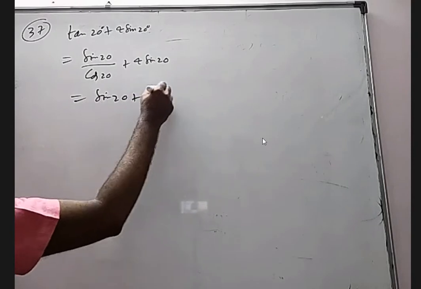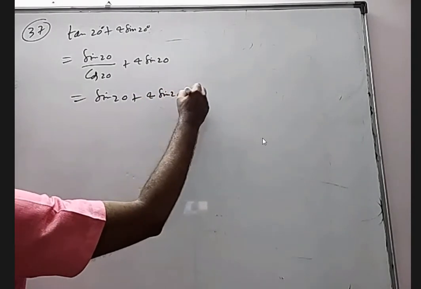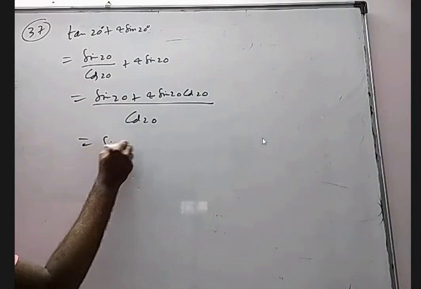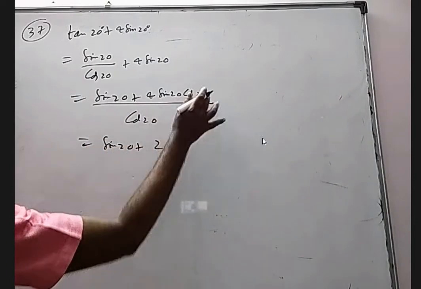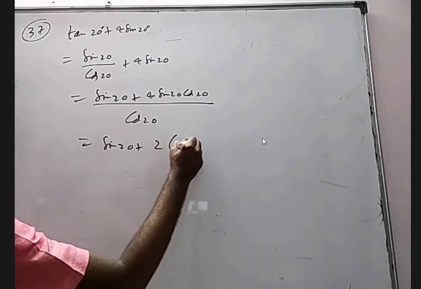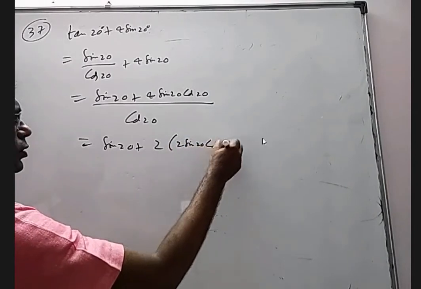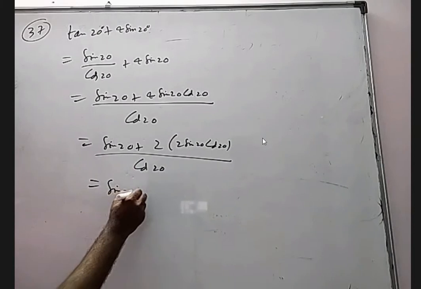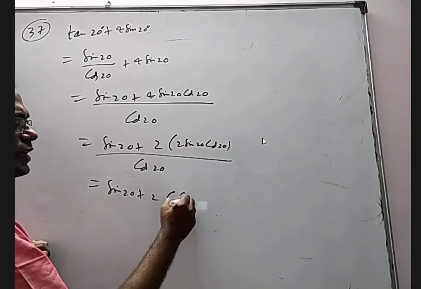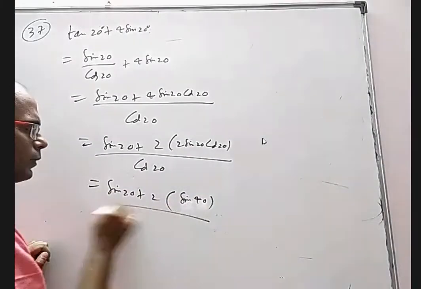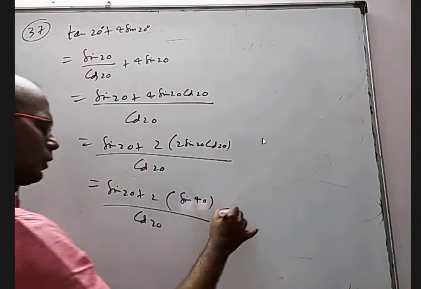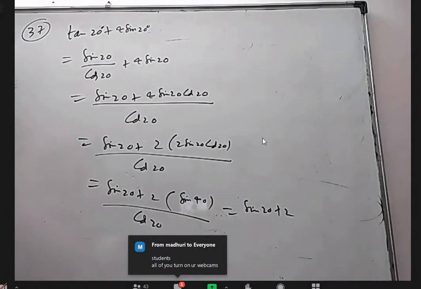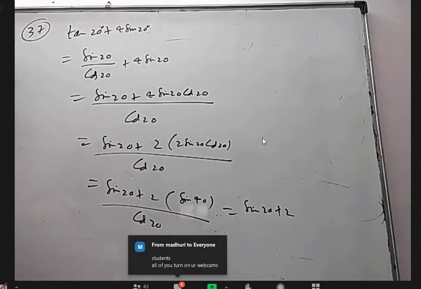So sine 20, 4 sine 20 cos 20 by cos 20. This 4 sine 20 cos 20, I'll write as 2 times 2 sine 20 cos 20 by cos 20. And this is sine 40, sine 2 theta, by cos 20. So sine 20 plus, so to get an idea here that this 40 can be written as 60 minus 20.